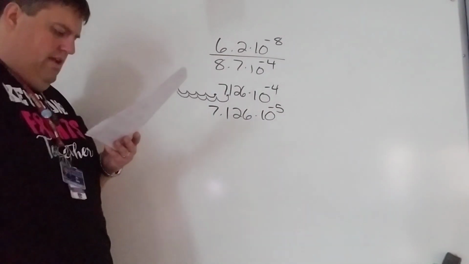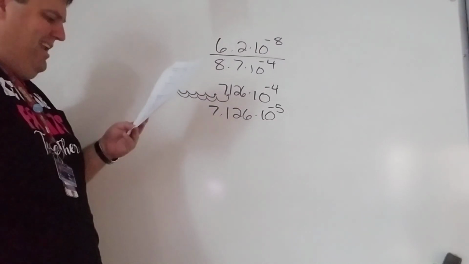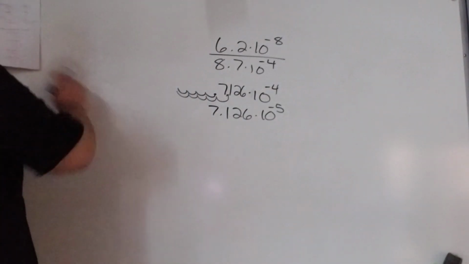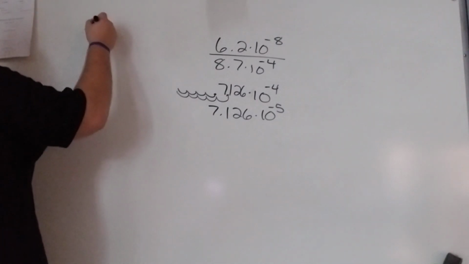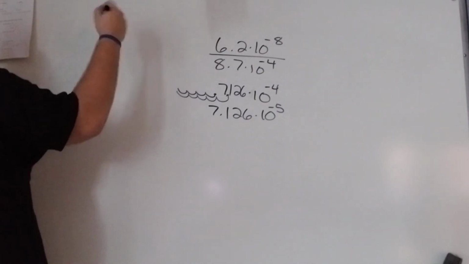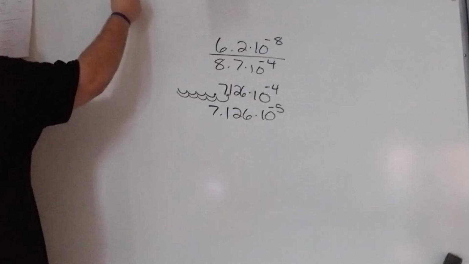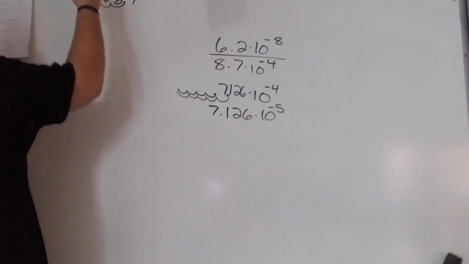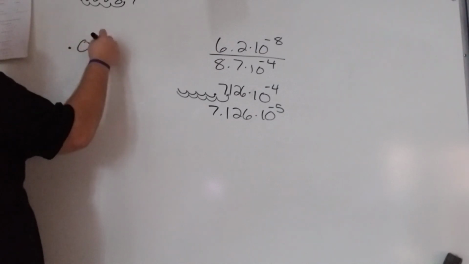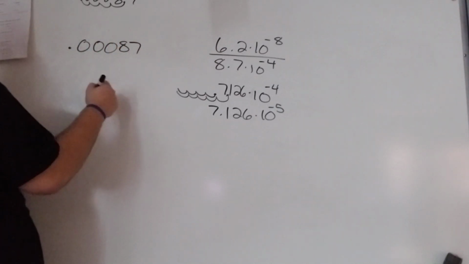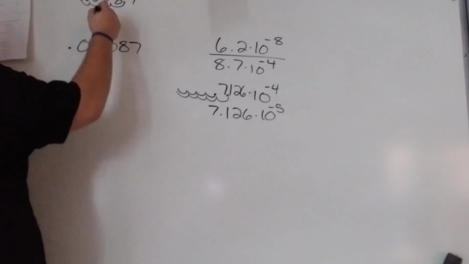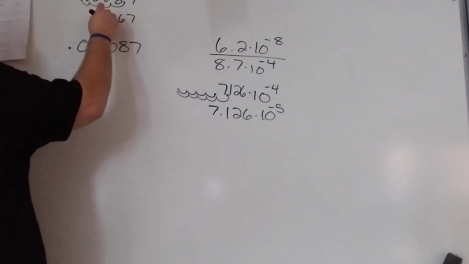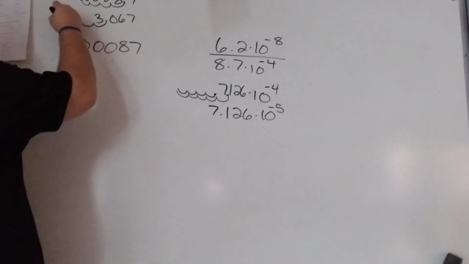That's good. And then 33 we had to add, it looks like. I'm going to move this way. So I'm going to write them all out. This time we move to the left 4. So 8.7, 1, 2, 3, 4. So 0.00087. And the other one moves 6 spaces left. 1, 2, 3, 4, 5, 6.